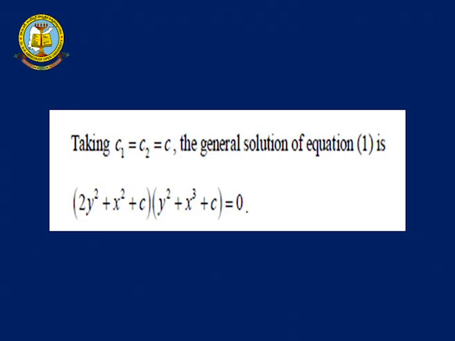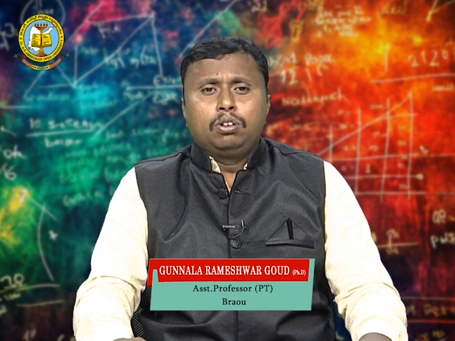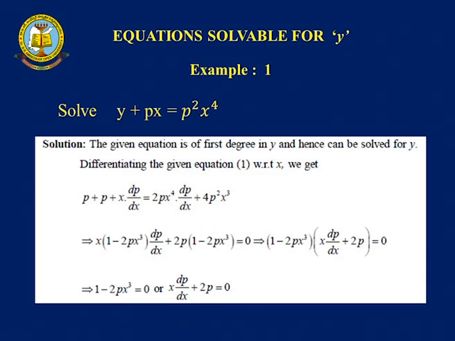2y square plus x square plus c of y square plus x cube plus c of y equal to 0. So, this is the problem of solve for p, and next let us go to solve for y. In the same problems, solve for y means, let us see one problem: y plus px equal to p square into x power of 4. Let us see this equation.